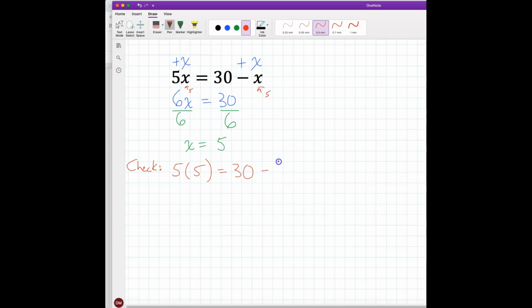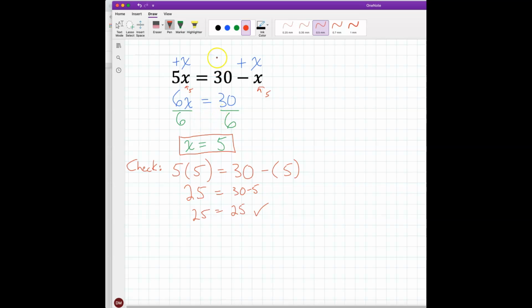30 minus, and again, x, we're going to substitute 5 in for that. So let's check it. So 5 times 5 is 25. Is that equal to 30 minus 5? 25 is equal to 25. Is that true? Yes, it works out. So 5 does work. So we're going to say 5 is the solution.